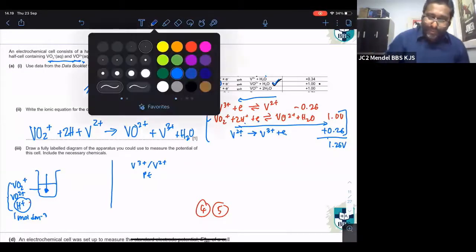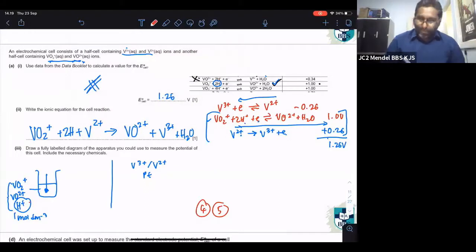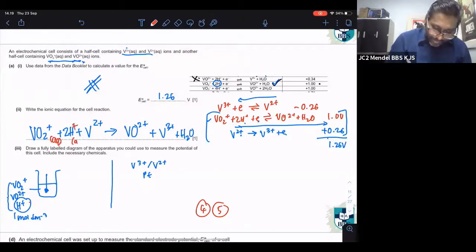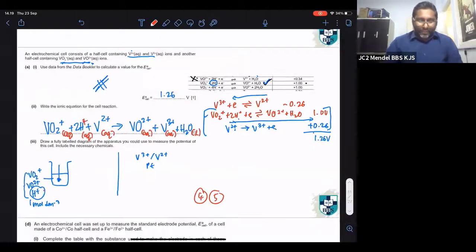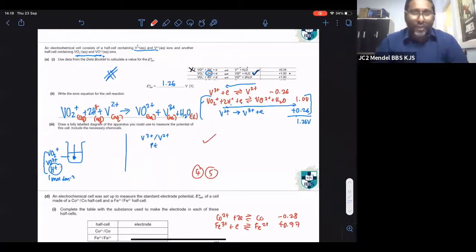Always, I tell you, if you have that doubt, no need to ask me, just straight away write down 2H plus. Okay, so aqueous, liquid. You just write down, and then draw the labelled diagram. Please draw yourself. I already gave you the important information over there.